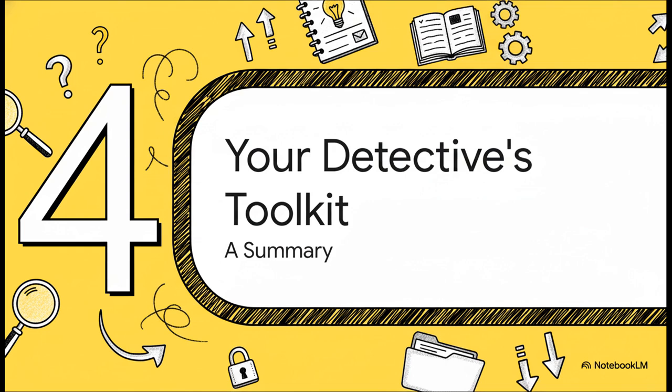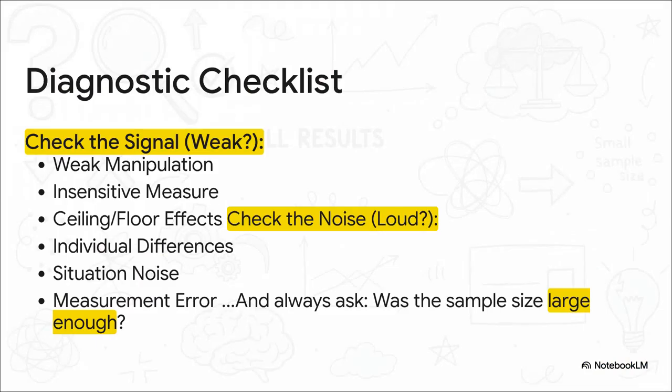Now, let's get all of these tools organized into your official Detective's Toolkit so you're ready to diagnose any null result that comes your way. And here it is, your complete diagnostic checklist. It's a two-pronged attack. First, check the signal. Ask yourself, was the manipulation weak? Was the measure insensitive? Were there any ceiling or floor effects?